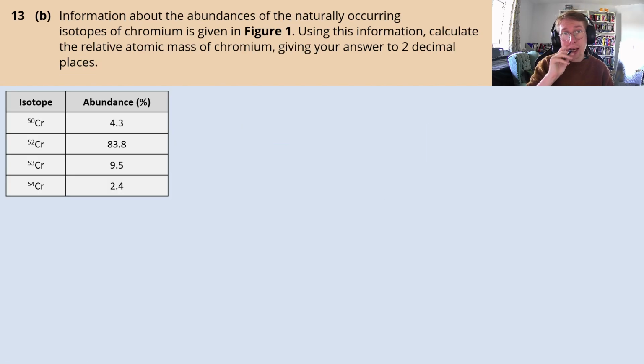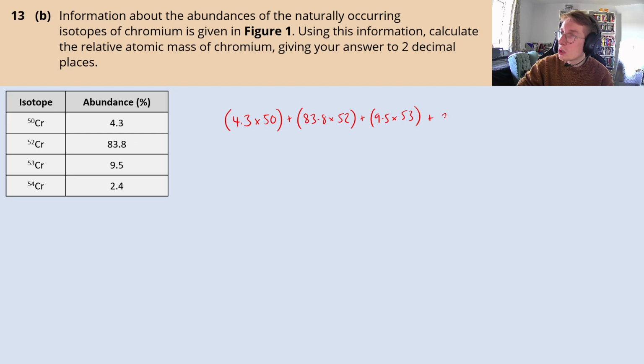Now, we've got a similar question here in part B, where essentially we're doing exactly the same thing, but rather than just 2 isotopes, we've got 4 instead for chromium. So again, you just want to imagine you've got a bag of chromium atoms, and you're going to pull them all out, and you're going to figure out the total mass and then divide it by however many you've got. So in our bag, we've got 4.3 atoms that have a mass number of 50. We've got 83.8 that have a mass number of 52. We've got 9.5 that have a mass number of 53. And we've got 2.4 that have a mass number of 54.